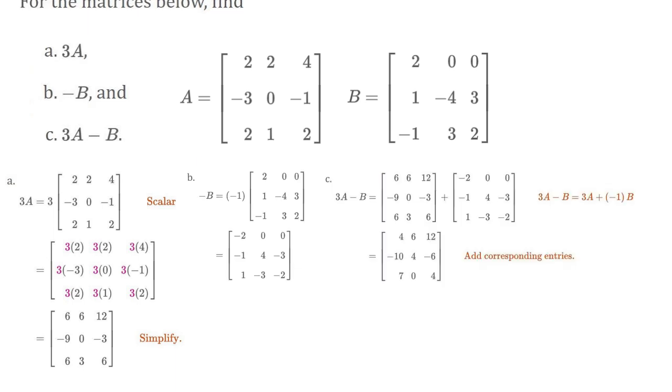6 plus a -2 is a 4. 6 plus 0 is 6. 12 plus 0 is 12. Minus 9 plus a -1 is a -10. 0 plus 4 is 4. Minus 3 plus a -3 is a -6. I'm in the third row. 6 plus 1, 7. 3 plus -3, 0. 6 plus -2, 4. Okay?